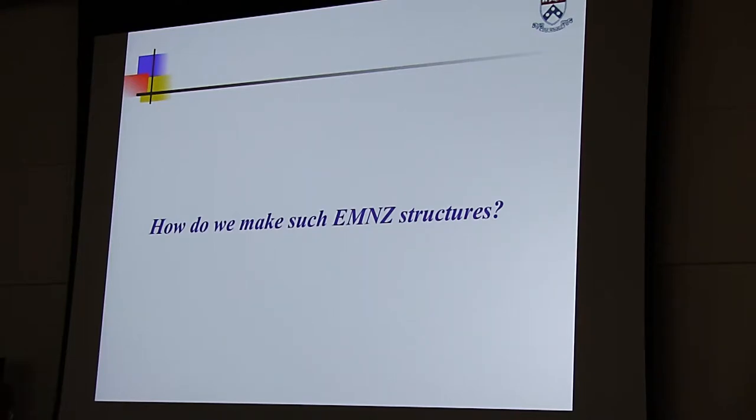But how do we make a structure in which both epsilon and mu are near zero? Mu is usually much tougher to deal with. Particularly, you don't want to use magnetic material, because magnetic material has a lot of loss and a lot of headaches. The question is, could we do this without using magnetic materials, just by using proper design, by using dielectrics? Okay, let's see what we can do.